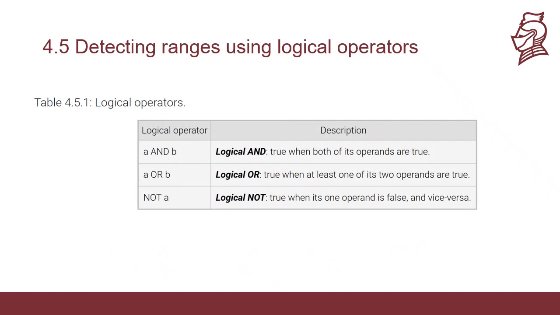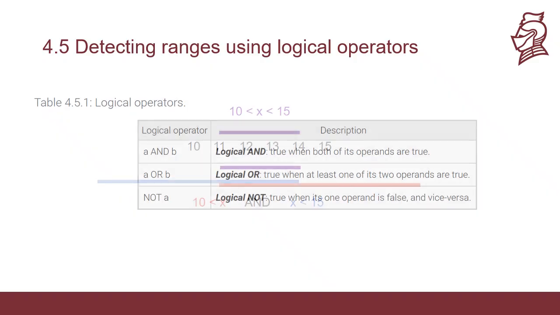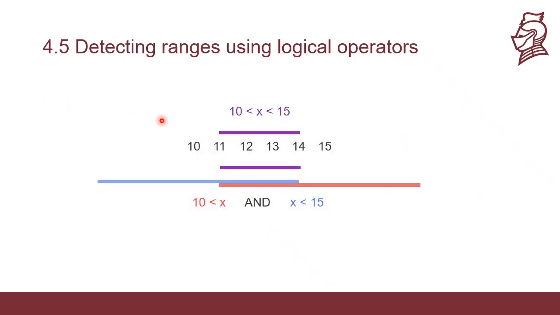Here's a little chart that summarizes that for you. It just shows that the logical and is true when both operands are true. Logical or is true when at least one of them or both of them are true. And the logical not is true when one operand is false and vice versa. So sometimes we want to detect ranges using these logical operators, ranges of values. We want to test if somebody's age is between two values or something like that.